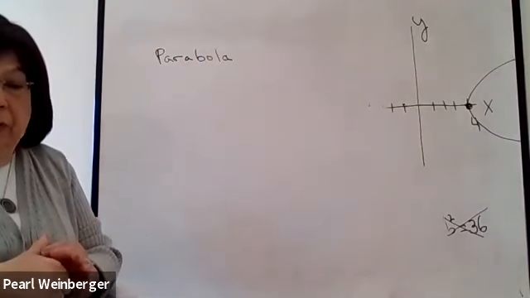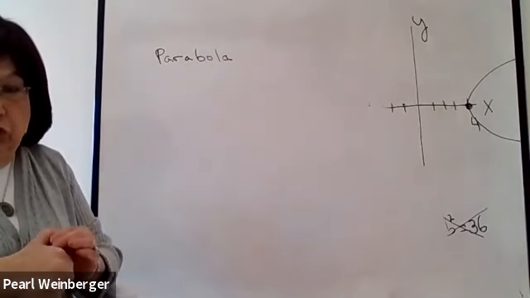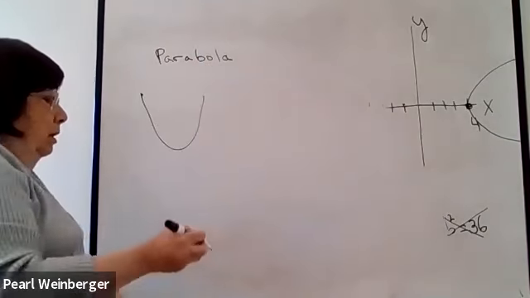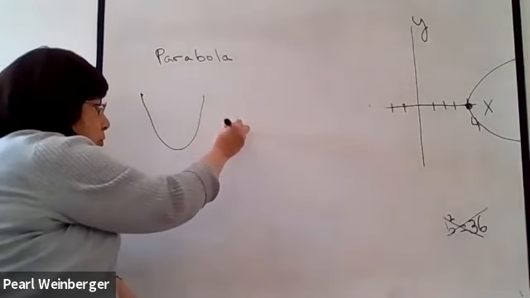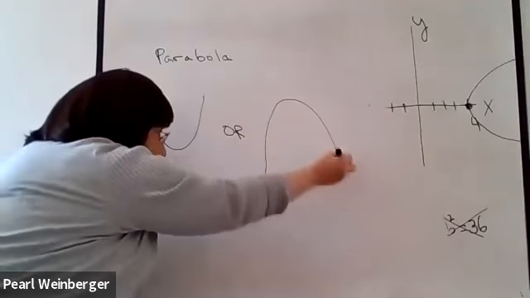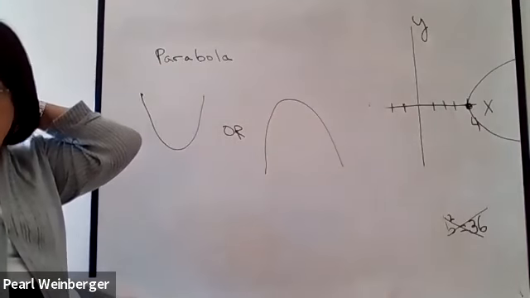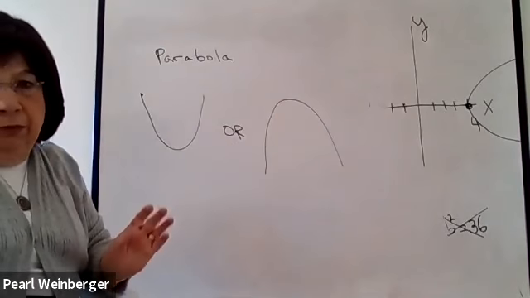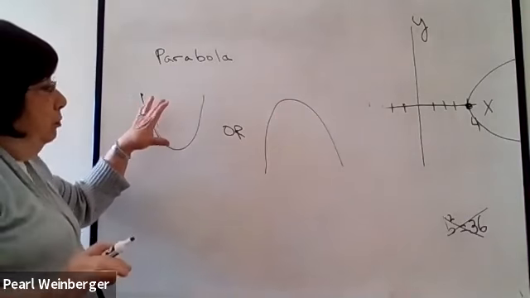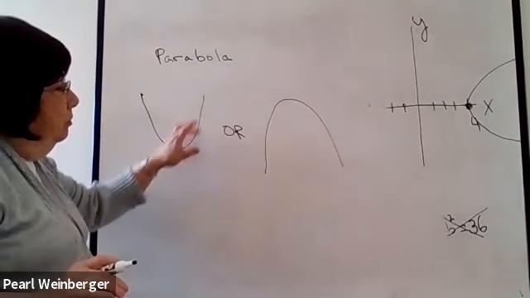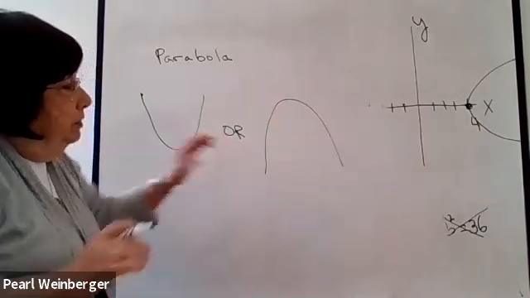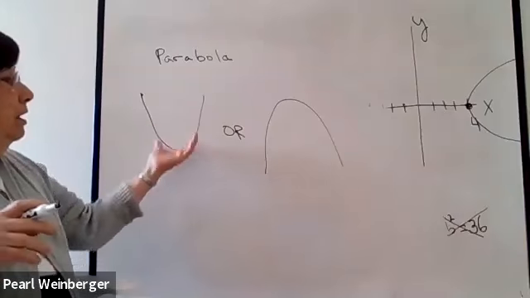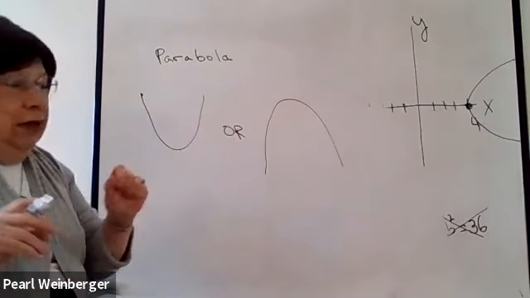And the shape of a parabola is like a U. Either you'll have a U opening up, or a U opening down. Very occasionally you have sideways U's, but you are not responsible for those. We're only going to be doing what are called vertical parabolas, parabolas that either open up or open down, either a regular U or an upside down U.